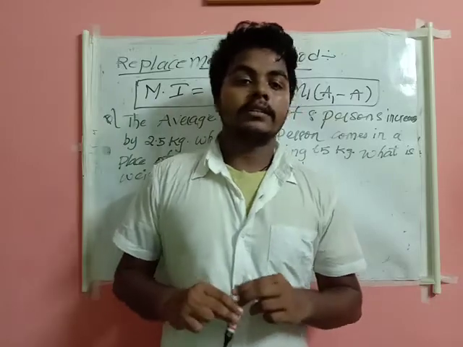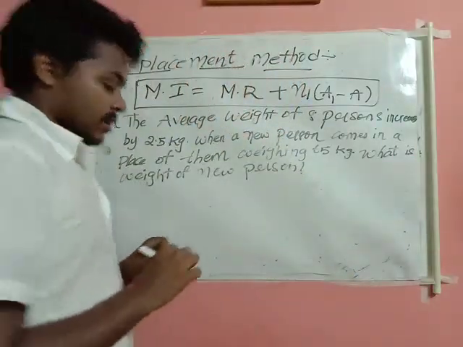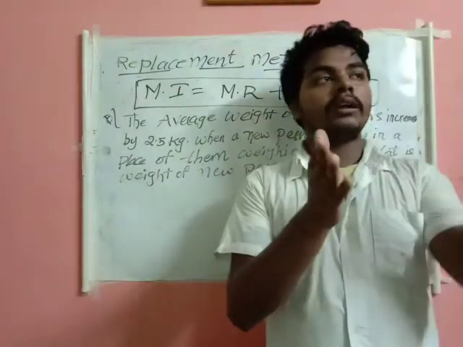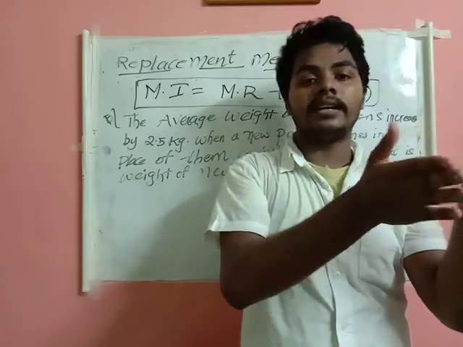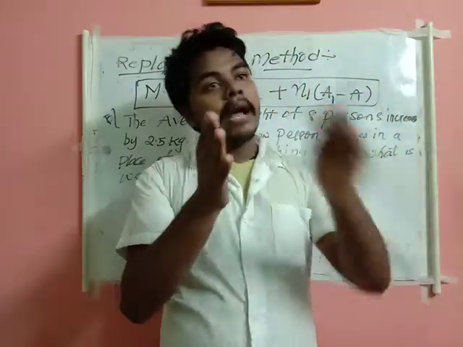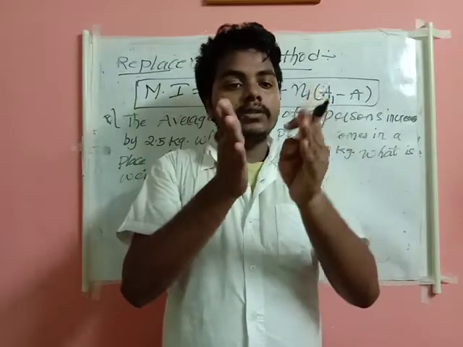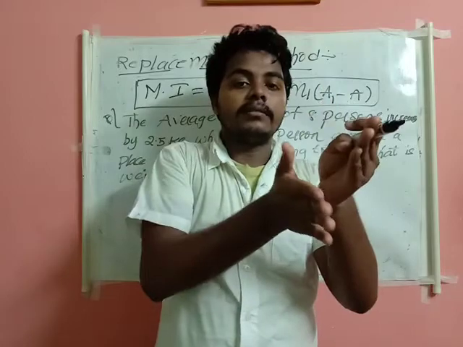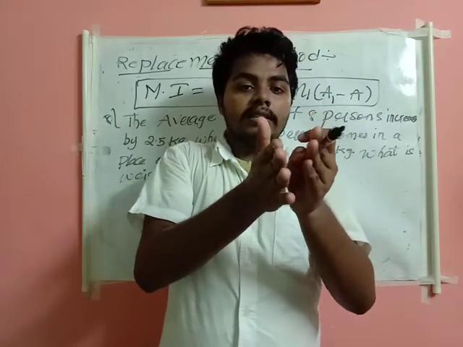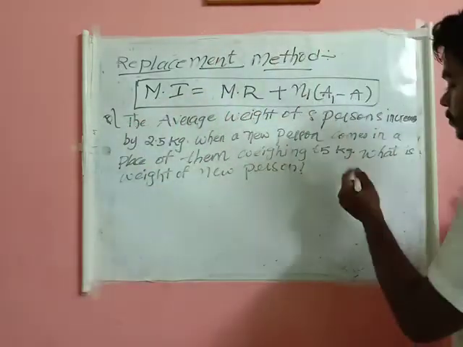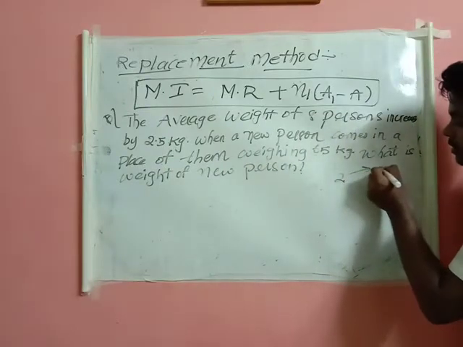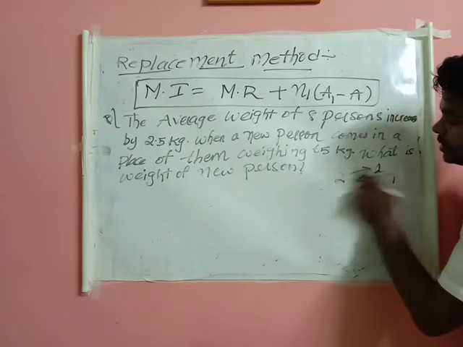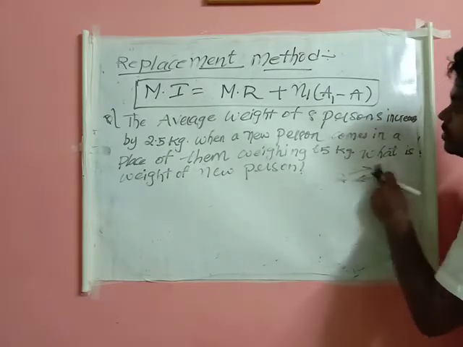Let us start our session with the replacement method. Friends, what is replacement? Replacement means you remove one thing and put something in the same place. The new entry method means you will be continuously adding. But in replacement, if you remove something, you add something in that same place. For example, if there are two persons, if I remove one person and add one person, this is called replacement. So the quantity remains the same in case of replacement.